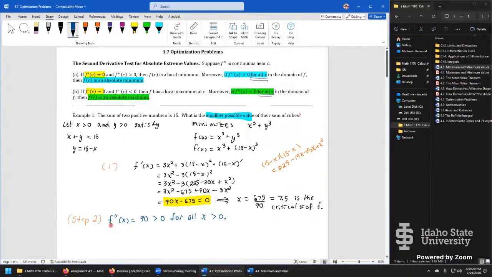But once you have that, if f double prime is positive for all x greater than 0, we've proven we have an absolute minimum. All we need to do is find the smallest possible value for the sum of cubes. So we're on to the last step. So this proves there is an absolute minimum. We'll use ABS for absolute minimum. Now here's Step 3, just showing our conclusion.